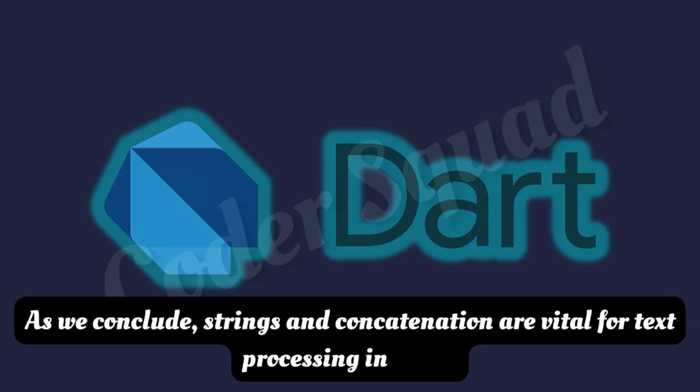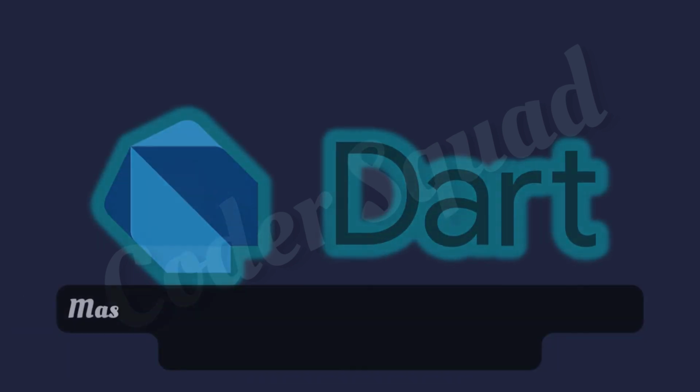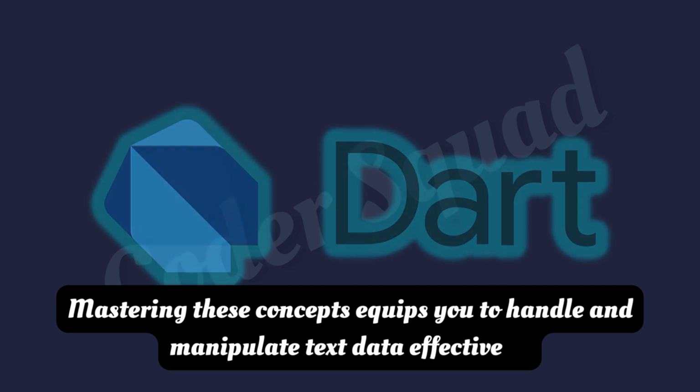As we conclude, strings and concatenation are vital for text processing in Dart. Mastering these concepts equips you to handle and manipulate text data effectively.